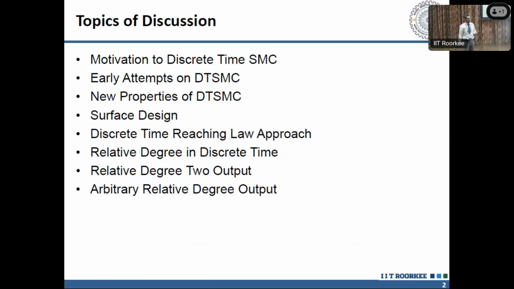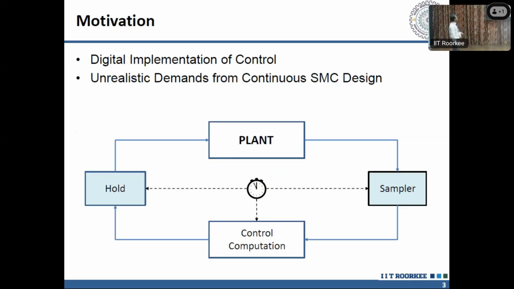So let us have a quick motivation here. As has been discussed throughout the day, we have a continuous plant, but our control computation is in discrete time. So there is a clock that governs everything. All the computation happens at the tick of the clock. The sampling happens at the tick of the clock. The control computation happens at the tick of the clock. This signal is delivered to the actuator only after the tick of the clock. So this clock governs everything. This entire thing is in discrete time.